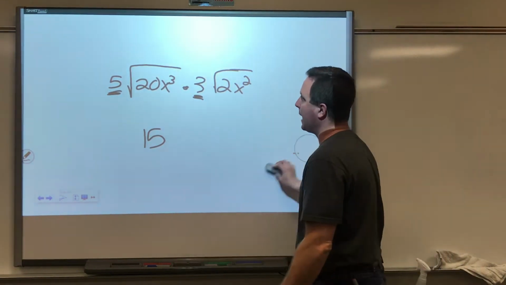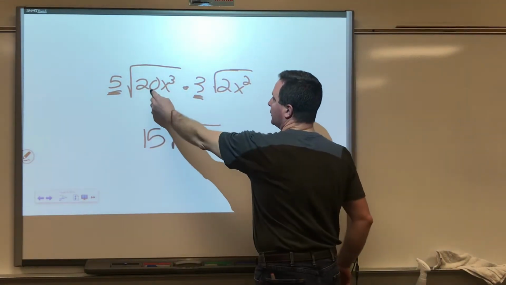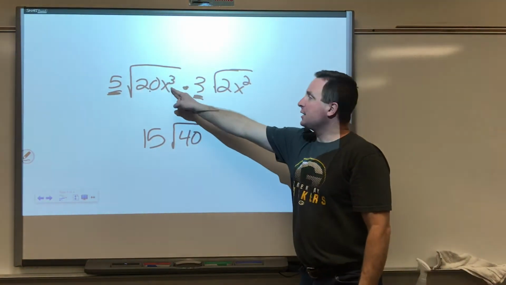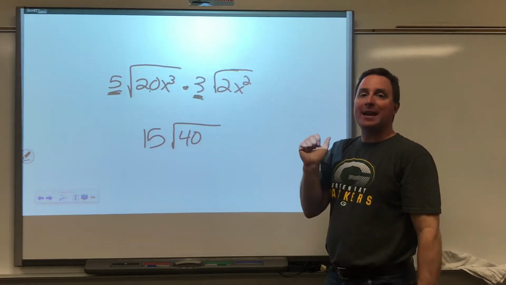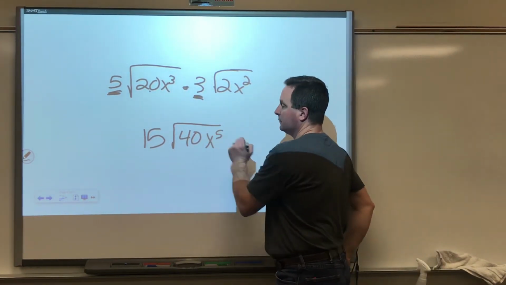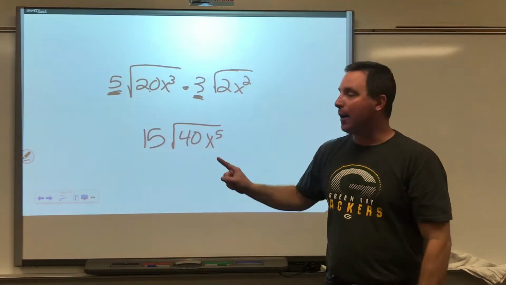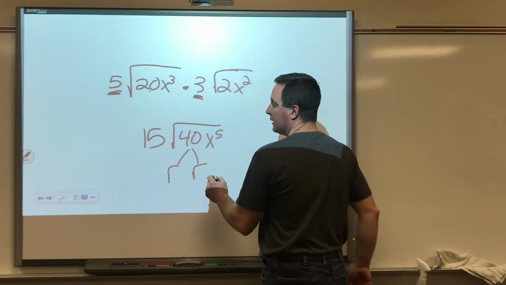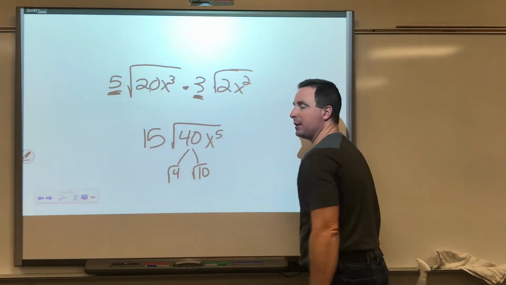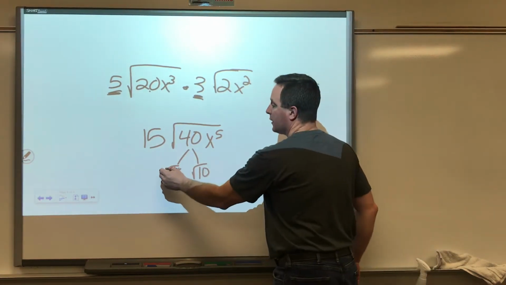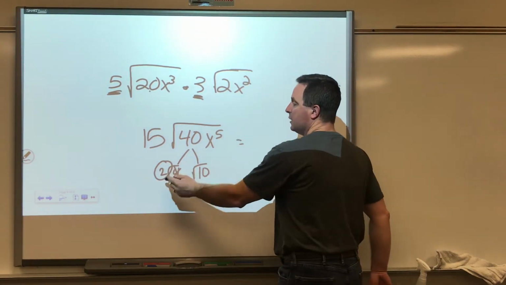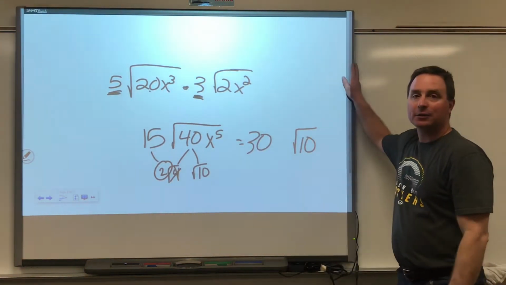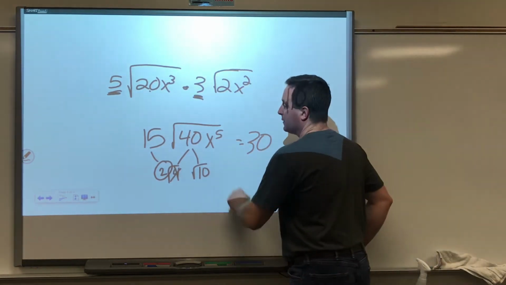Now how about the stuff under the radical? Under the radical, 20 times 2 is 40. And how about the variables? X to the third times x to the second, we add them and we get x to the 5th power. Okay, so I multiplied. Now I have to look at that stuff under the radical and see if I can simplify it. Okay, if I looked at 40, I think on my factor sheet, the black ones are going to be 4 and 10. The square root of 4 is 2. 2 times 15 is 30, with the square root of 10 left over. Okay? But that leaves me with x to the 5th.